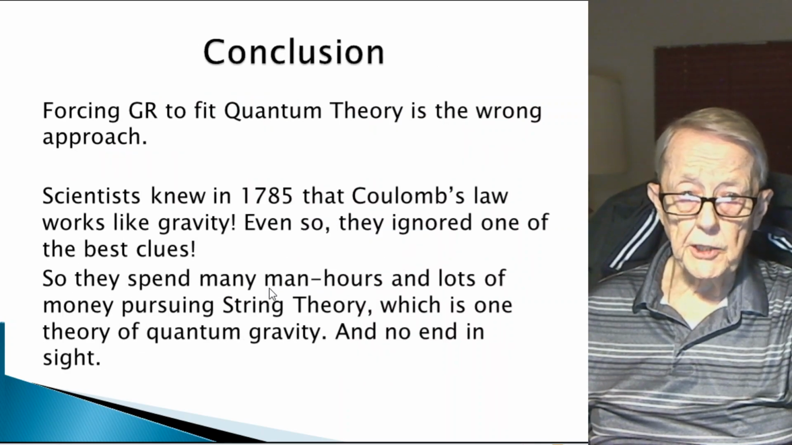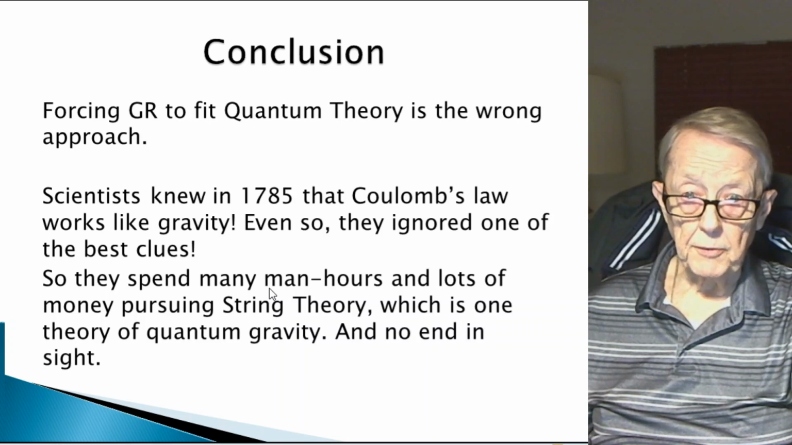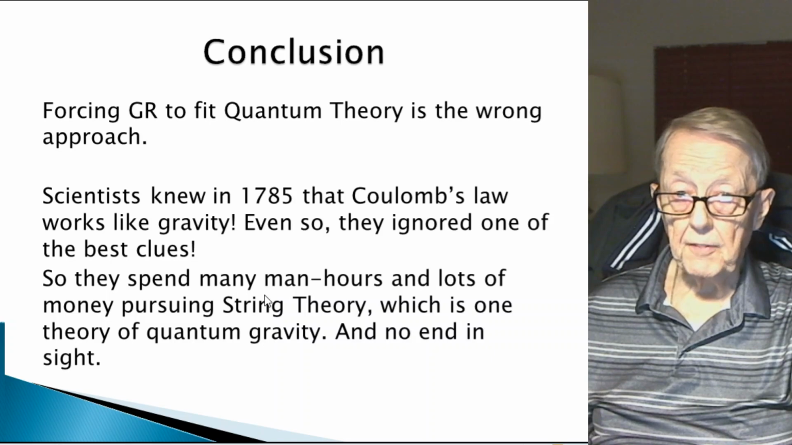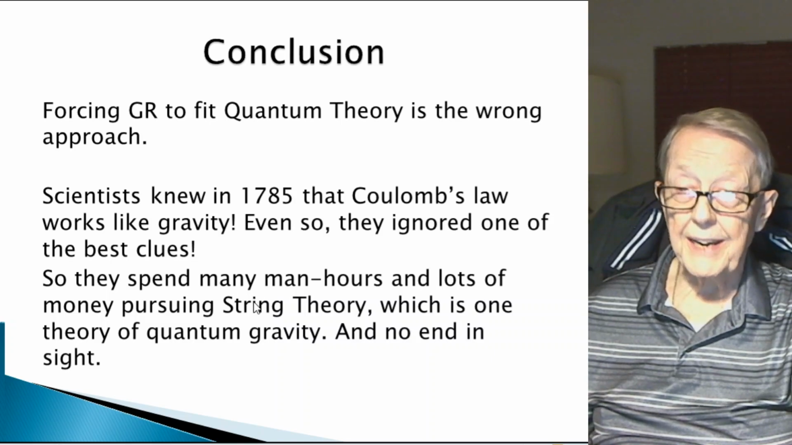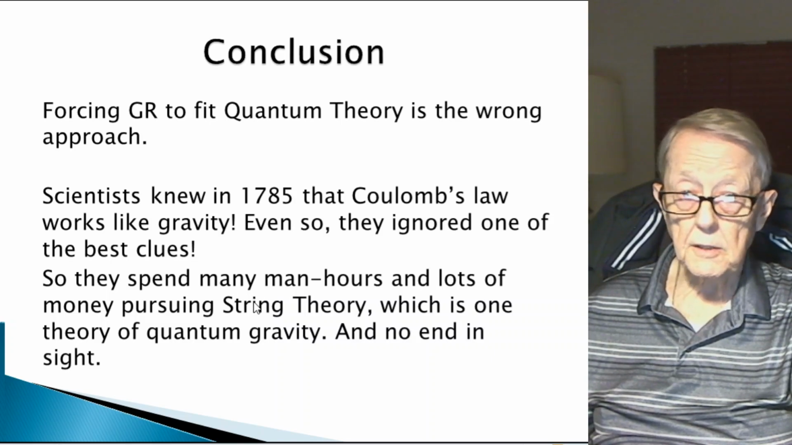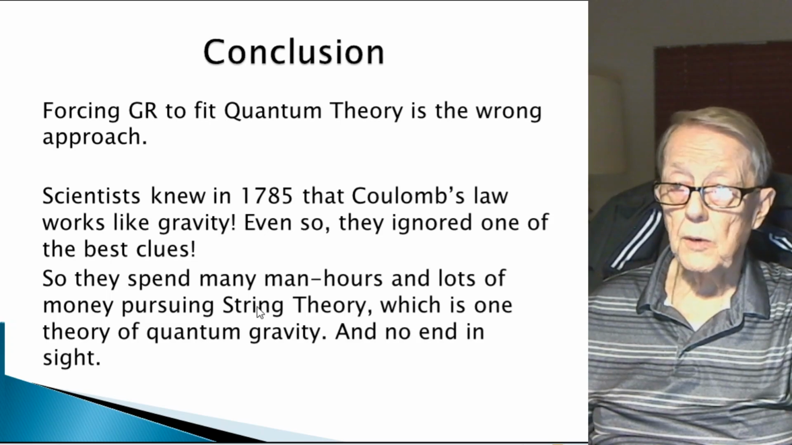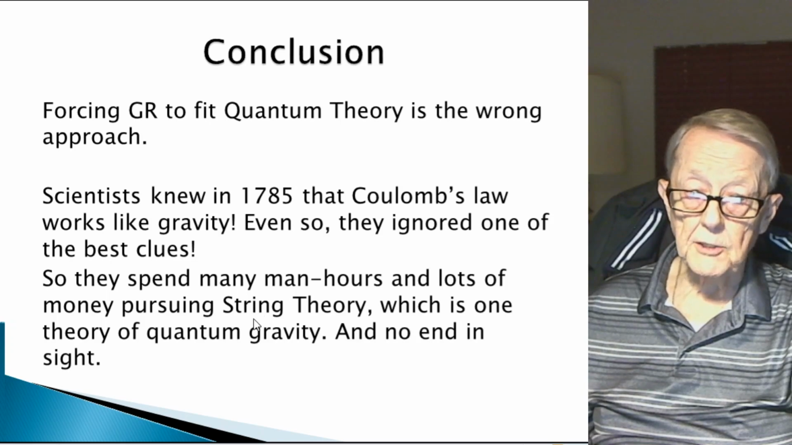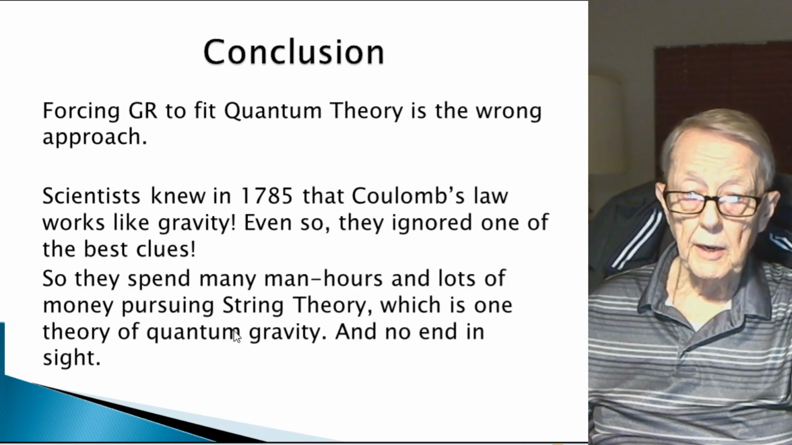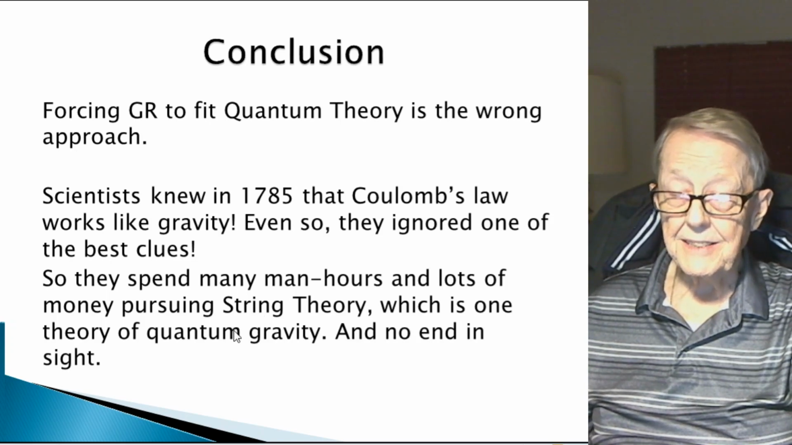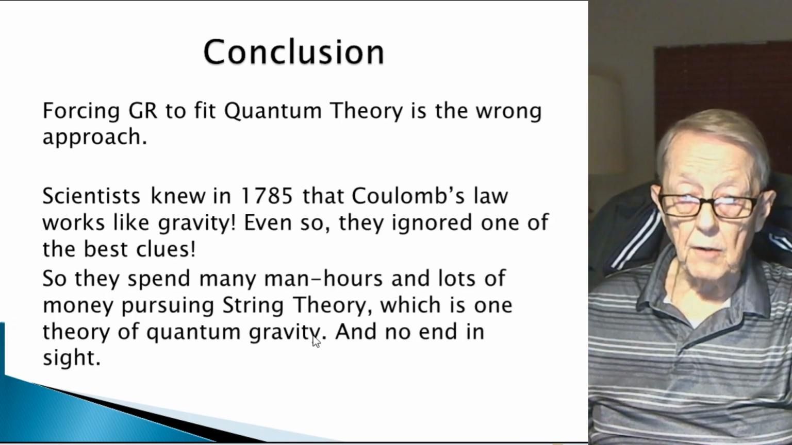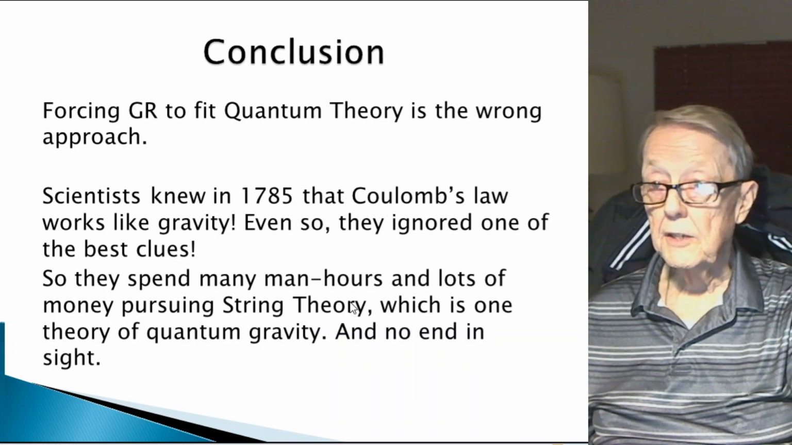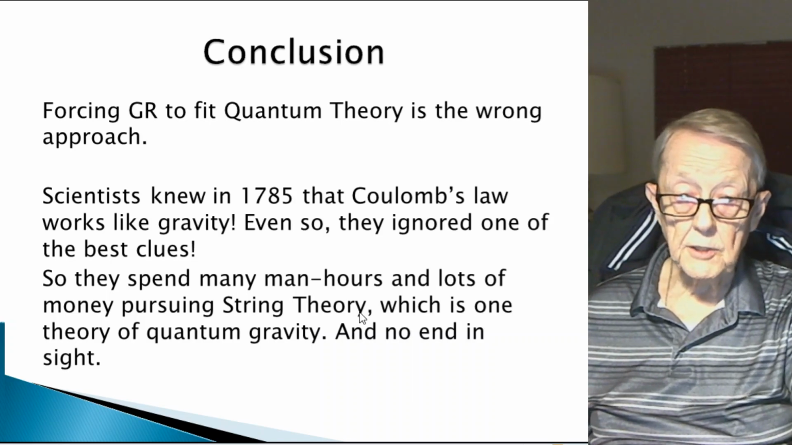Conclusion: forcing general relativity to fit quantum theory is the wrong approach. Scientists knew in 1785 that Coulomb's law worked like gravity. They saw it. Even so, they ignored one of the best clues. So they spend many man-hours and lots of money pursuing string theory. By the way, string theory is a theory of quantum gravity, and there's no end in sight in their working on such theories.